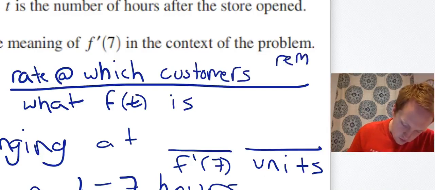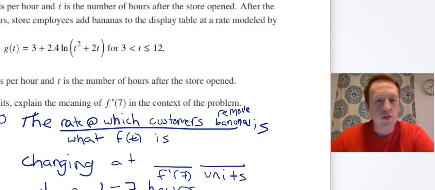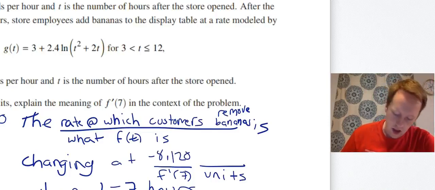I'm going to write in 2 spots because I ran out of room. So the rate at which customers remove bananas is changing at f prime of 7. We just found that negative 8.120. And we know the units are pounds per hour.